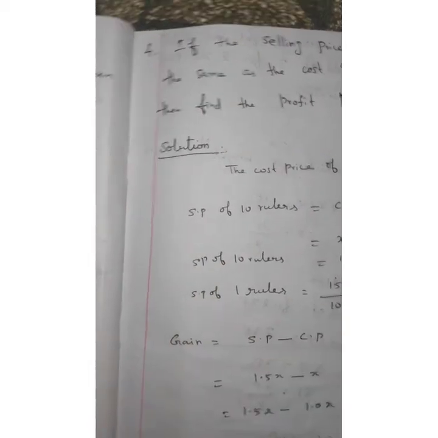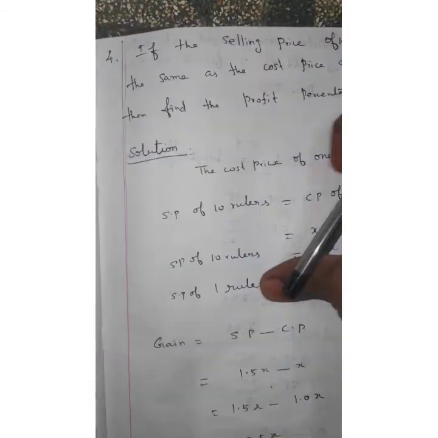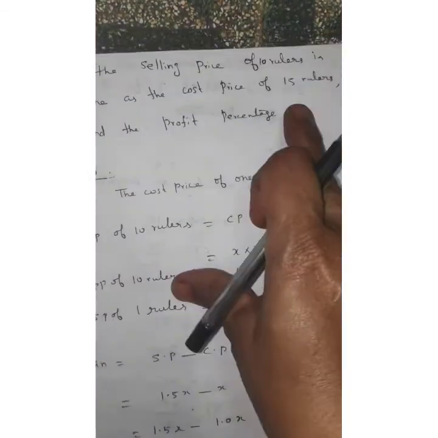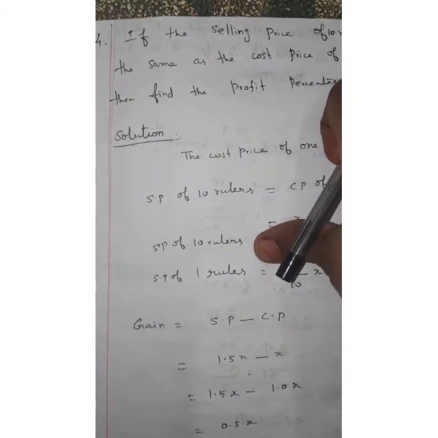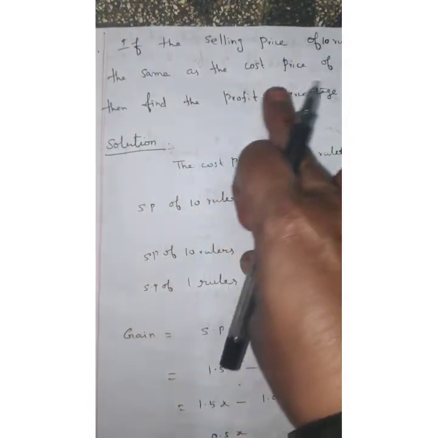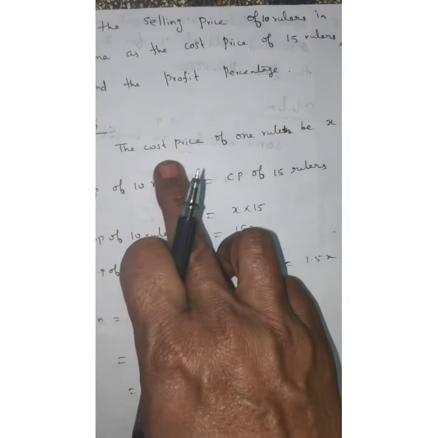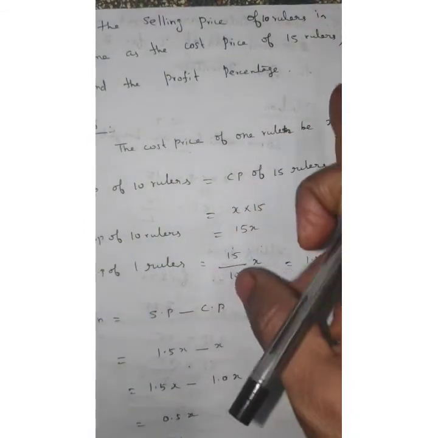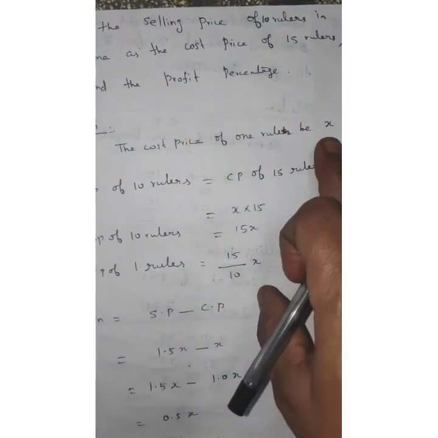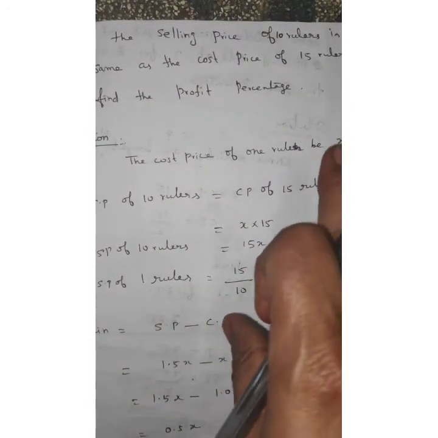Fourth question: if the selling price of 10 rulers is the same as the cost price of 15 rulers, find the profit percentage. Let the cost price of one ruler be X. So 10 rulers are given, and one ruler's value equals X. Therefore, SP of 10 rulers is equal to CP of 15 rulers.